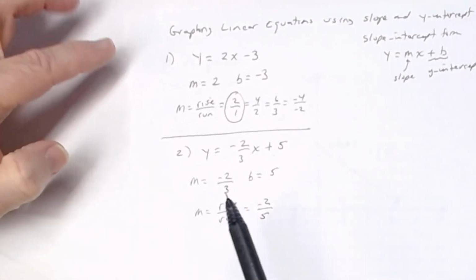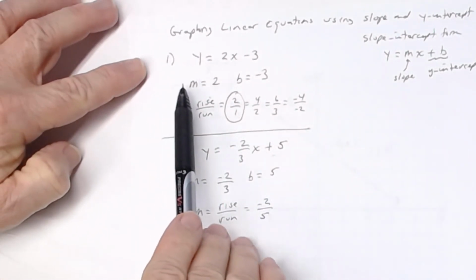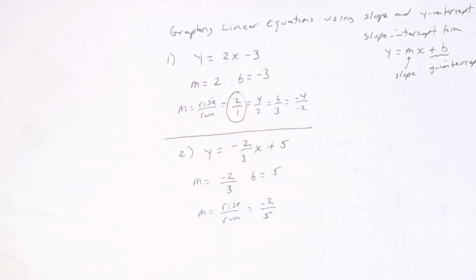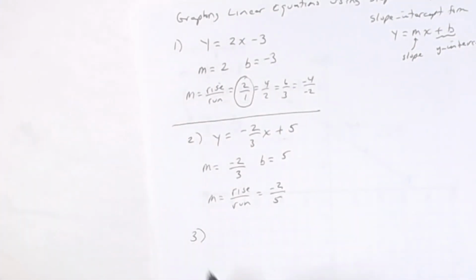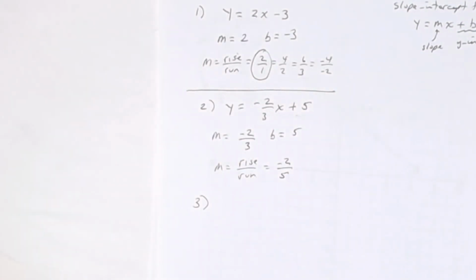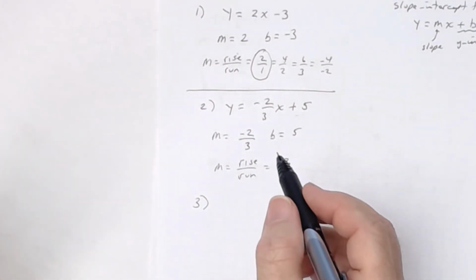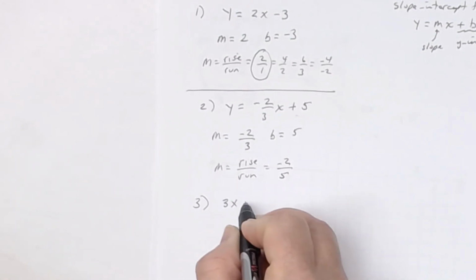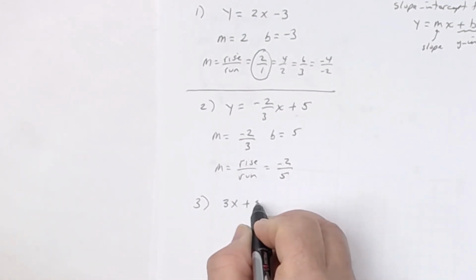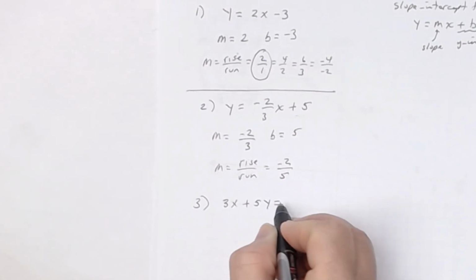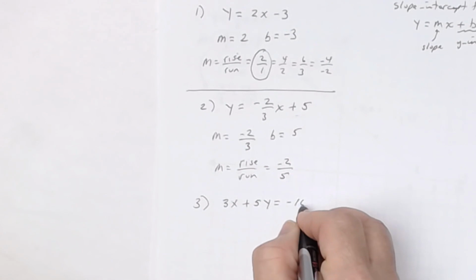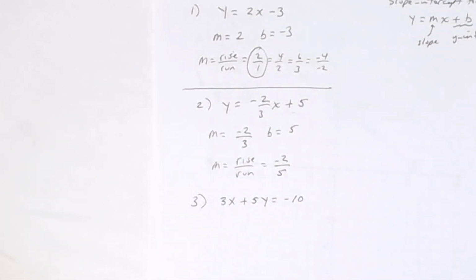Now, just to let you know, it's always easiest if they already have y by itself. But many times they don't, right? So let's remind ourselves how we can get y by itself. Let's suppose that we have this example: 3x plus 5y equals negative 10.